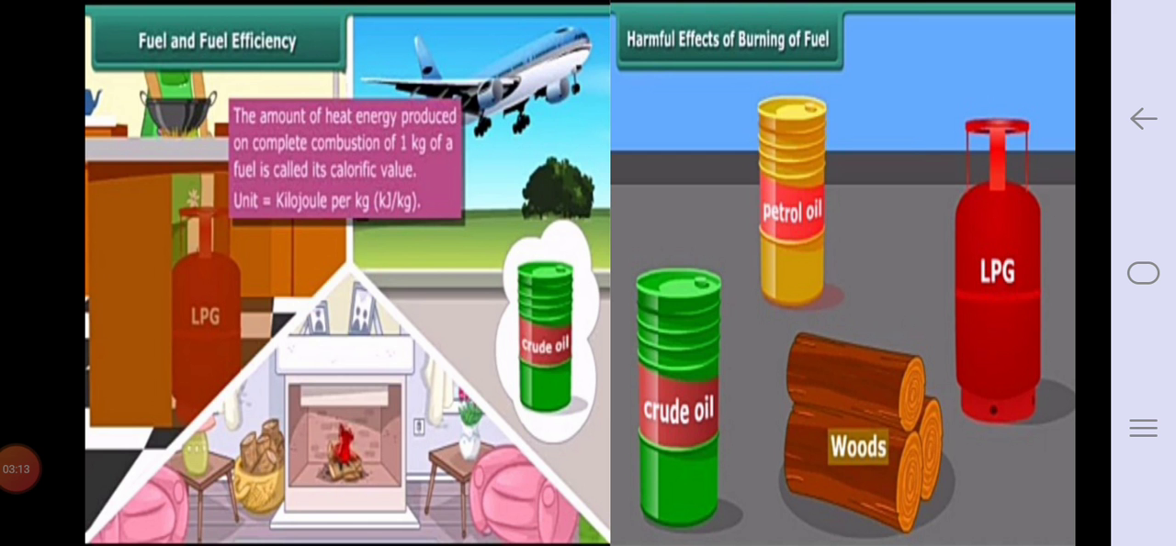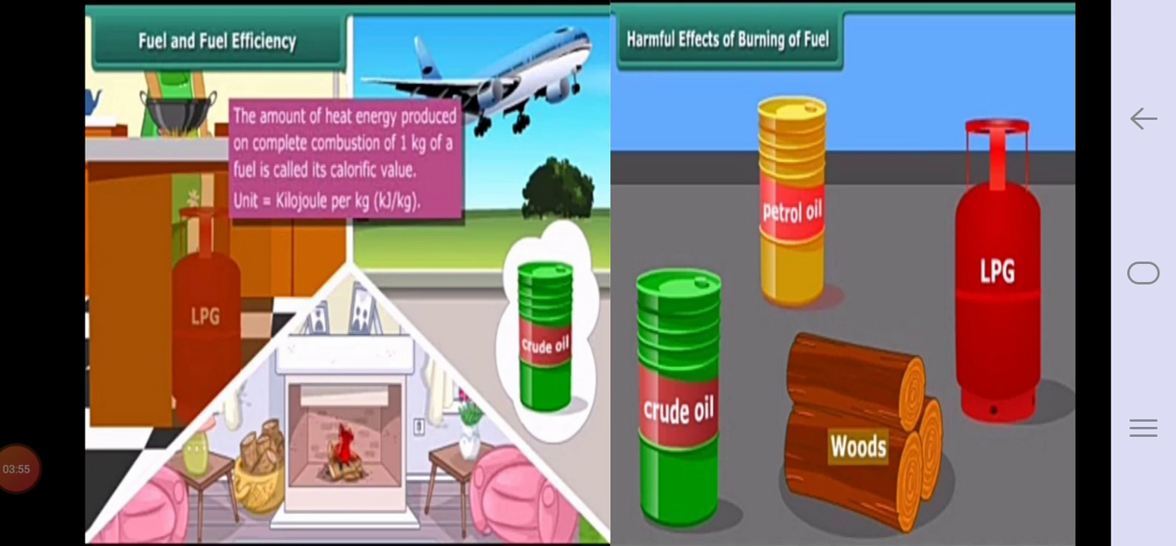Now in this fuel efficiency we are going to see today what is calorific value. The amount of heat energy produced on complete combustion of 1 kg of a fuel is called its calorific value. Now as I told you, whenever combustion process occurs, heat is produced. So on that amount, how much amount of heat is produced, that tells the calorific value of that fuel. The calorific value of a fuel is expressed in a unit called kilojoule per kg.